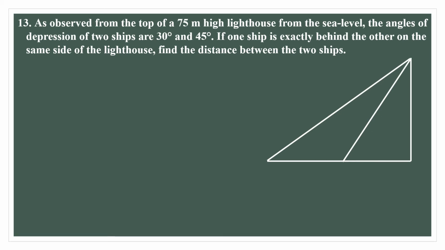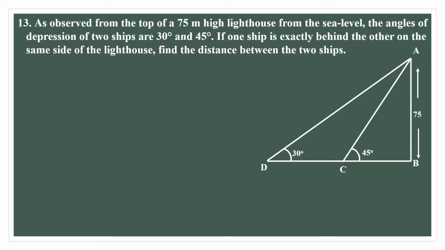So the two ships can be placed at 2 points which have been taken on the ground level, and the vertical one is the lighthouse. This angle will be 30°. This angle will be 45°. The height of the lighthouse is 75, so that is 75. Now we will label the diagram.